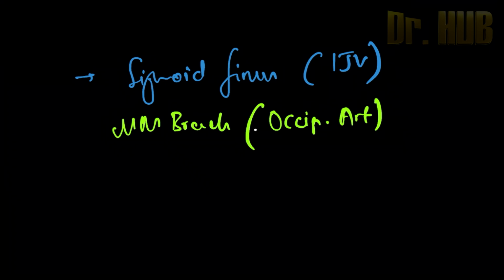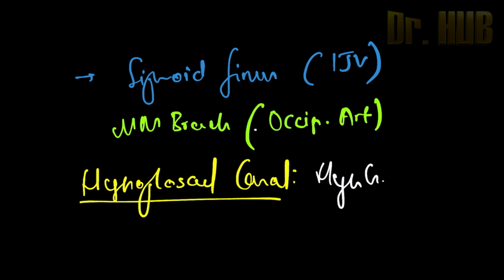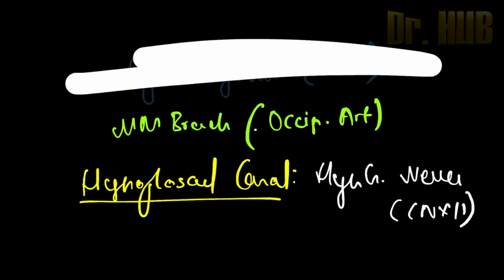Then looking at the hypoglossal canal. Here in the hypoglossal canal, as the name suggests, it will be the hypoglossal nerve. The hypoglossal nerve is nothing but cranial nerve 12. Then moving ahead with the foramen magnum.